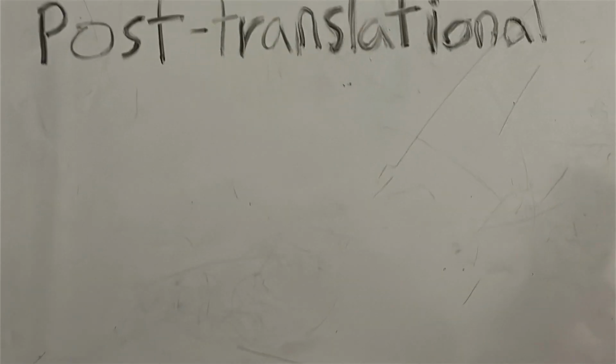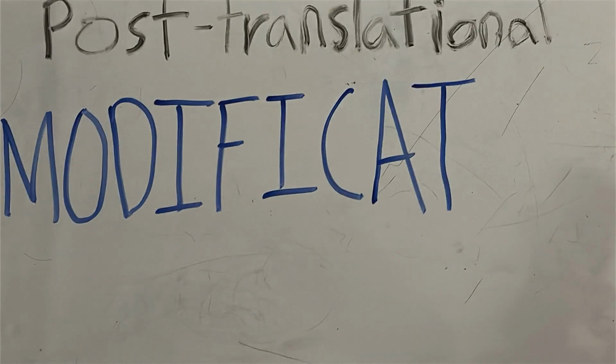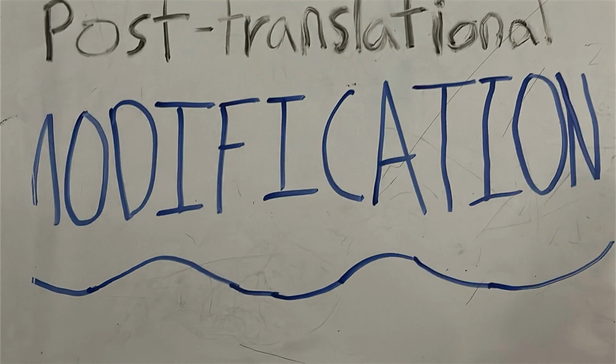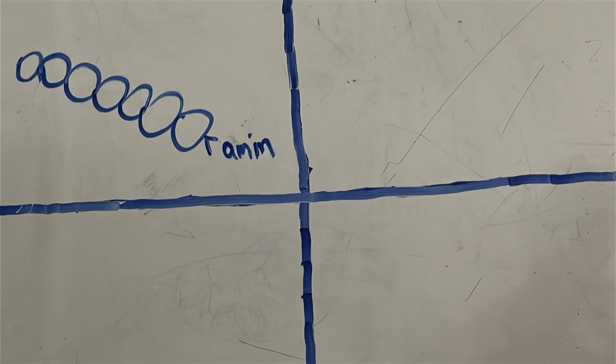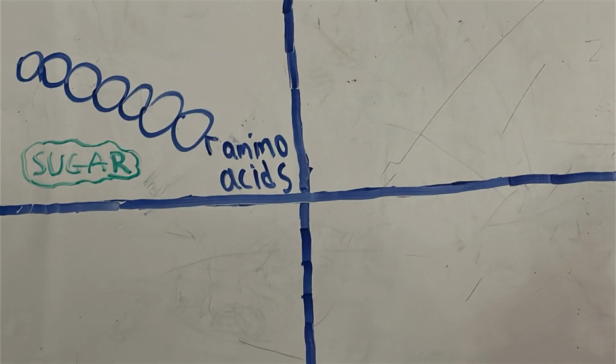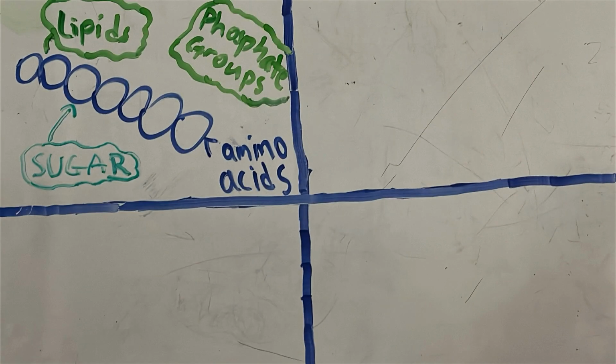Post-translational modification. There are many ways a protein can be modified after translation. One way is where the sugars, lipids, or phosphate groups attach to the amino acids.